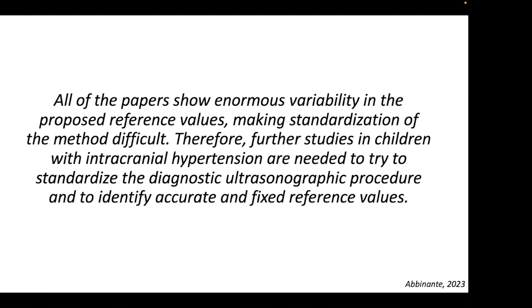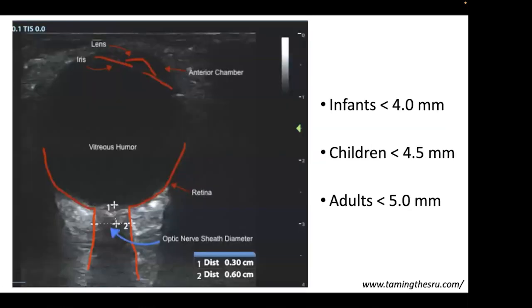And so further studies in children with suspected intracranial hypertension are needed to try to standardize diagnostic ultrasound procedures and identify accurate and fixed reference values. So these are the commonly proposed normal cutoff values: infant optic nerve sheath diameter less than 4 millimeters, children less than 4.5, and adults less than 5. And again, the way that we measure optic nerve sheath diameter is 3 millimeters posterior to the eye, and then measuring the hypoechoic region across.